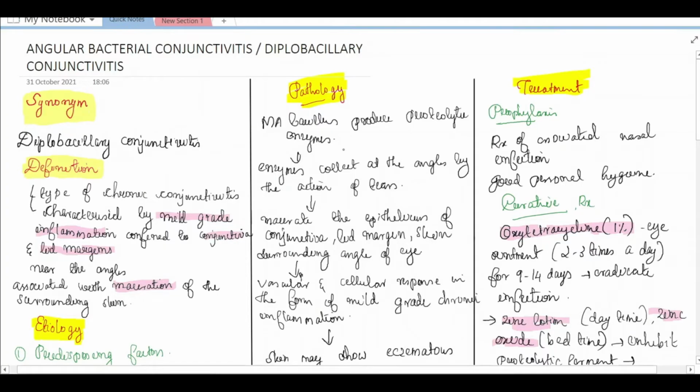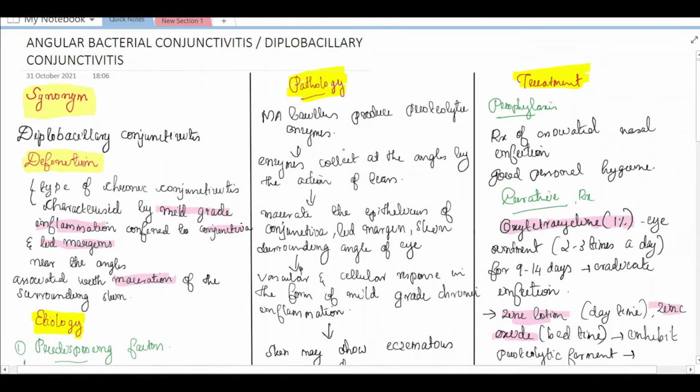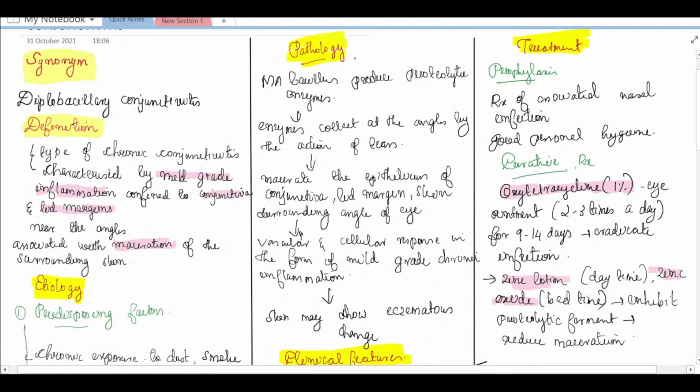Here is the quick recap. Angular bacterial conjunctivitis is also known as Diplobacillary conjunctivitis, and by definition it is a type of chronic conjunctivitis characterized by mild grade inflammation which is confined to the conjunctiva and lid margins near the angle, and it is also associated with maceration of the surrounding skin.